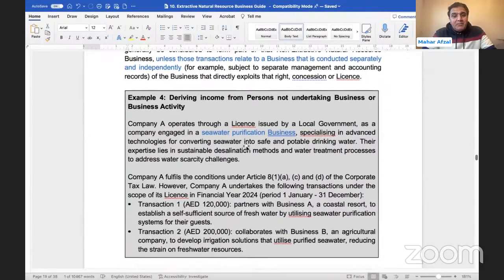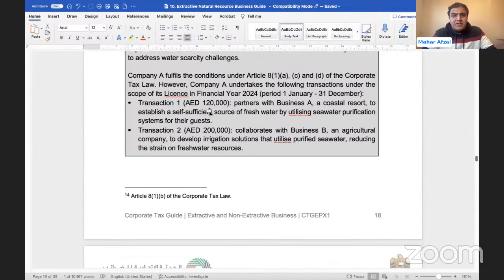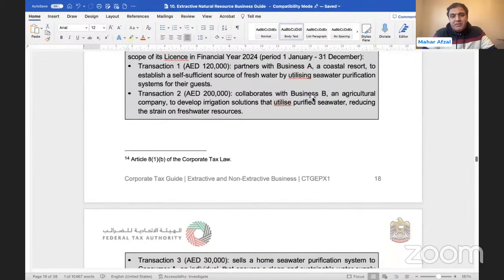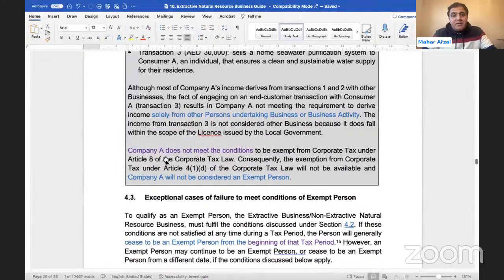They have given an example. This company A is in the seawater purification business. Now they are doing transactions. Here they are doing a transaction with business A, this is fine. With business B, this is fine. In the third transaction, they made a seawater purification system for an individual. Once they made the transaction with the individual, as I discussed, they will be out of the exemption list. They said company A doesn't meet the condition to be exempt from the corporate tax. So this is the reason the company will not be considered an exempt person.